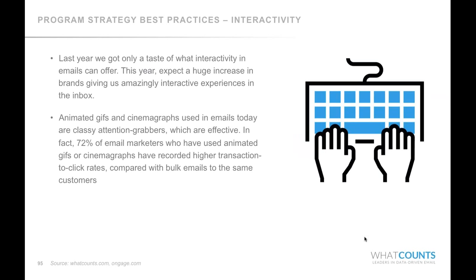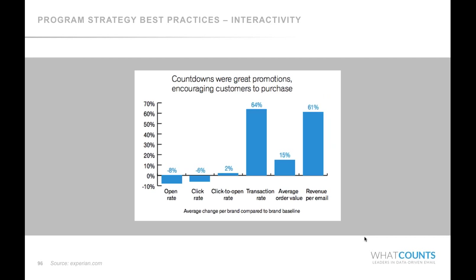And then as far as interactivity and getting people engaged with those emails, because like we said earlier, they're opening, but they're not engaging as much these days. Animated GIFs and cinemagraphs used in emails are attention grabbers. 72% of email marketers that have used animation have recorded higher transaction to click rates compared with bulk emails that go to the same customers that don't include any kind of animation in them. So if you're not doing these things today, definitely give it a shot.